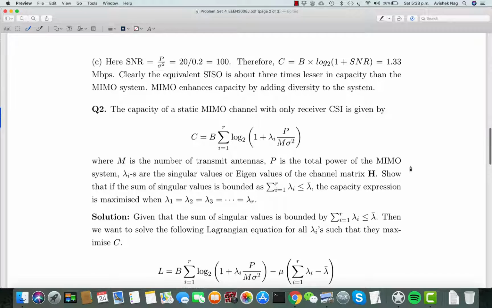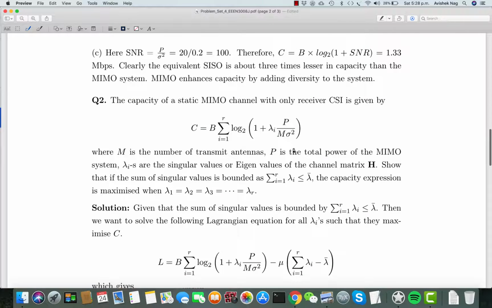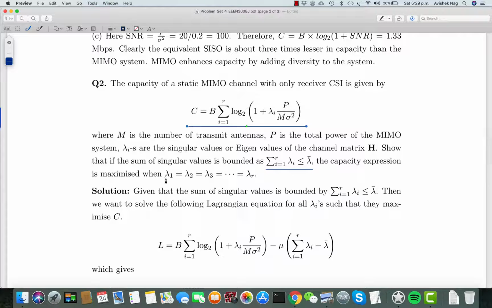The next question: you were asked to prove that if you have the capacity of a MIMO system where only the receiver knows the channel state information, and if you have a condition that the sum of all the singular values is bounded by a maximum, then you have to show that this capacity is maximized when you have all the singular values equal.